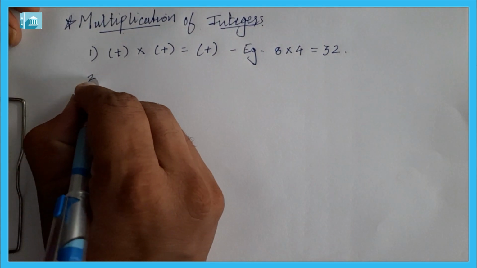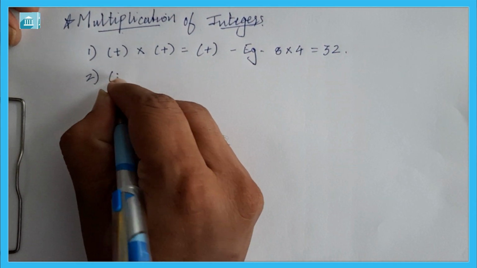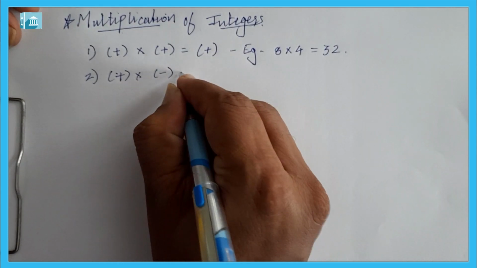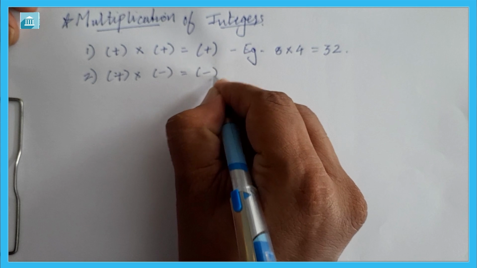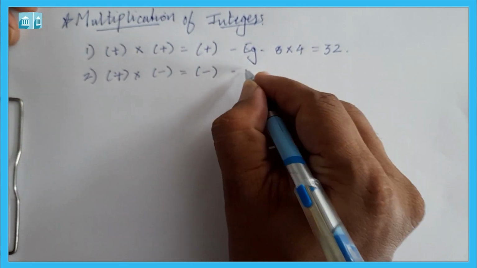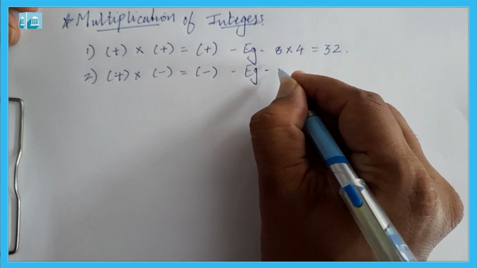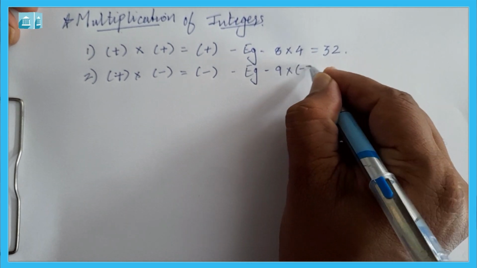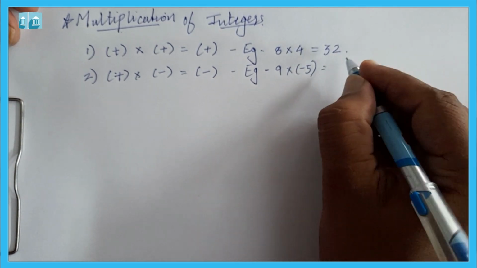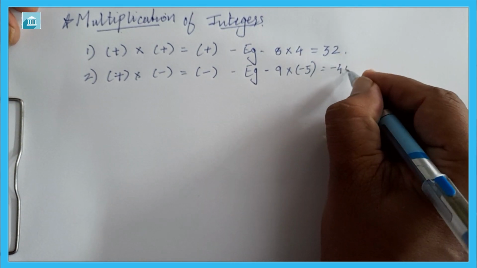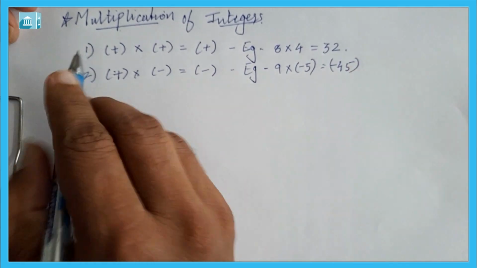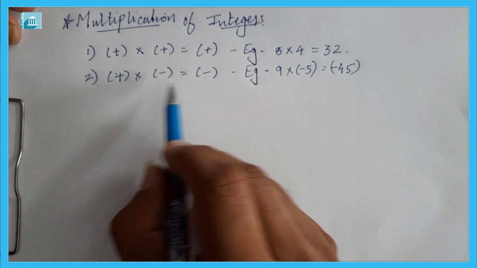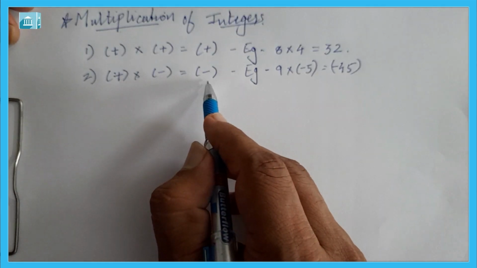Now, second, if a positive integer is multiplied by a negative integer, the result is always negative. For example, 9 multiplied by minus 5, the result is minus 45. If positive with positive, the result is always positive. If positive multiplied with negative, the result is negative.